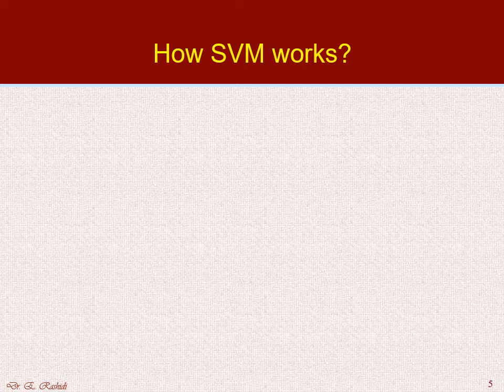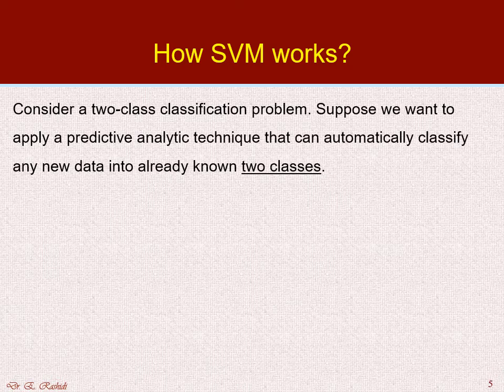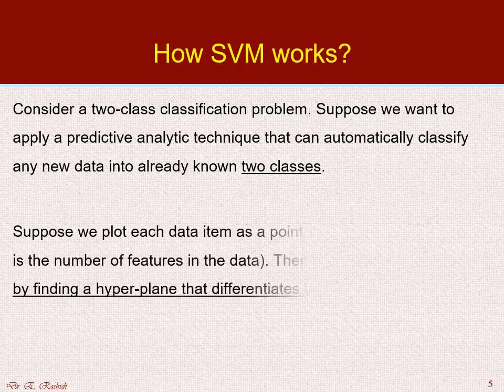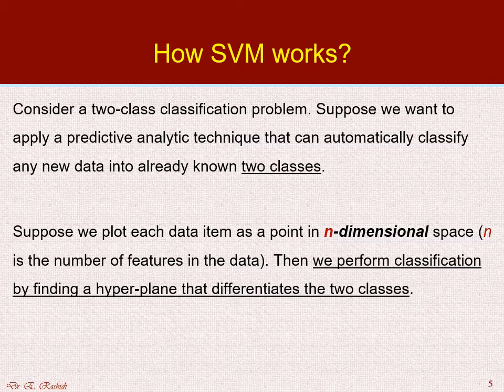Let's see how a support vector machine algorithm works. Consider a two-class classification problem. Suppose we want to apply a predictive analytic technique that can automatically classify any new data into already known two classes. Suppose we plot each data item as a point in n-dimensional space, where n is the number of features in our data. Then we perform a classification by finding a hyperplane that differentiates the two classes from each other.